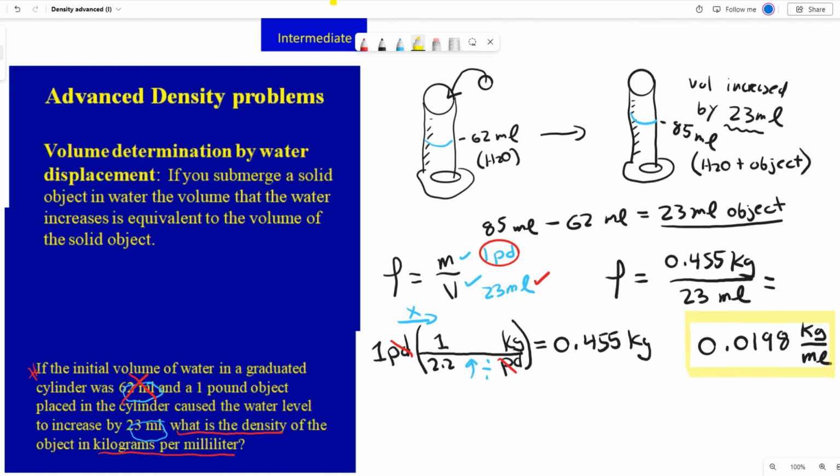Hopefully you can see the difference between how we used water displacement in the second problem versus the first problem, because those are the two main ways that word problems will use water displacement to tell you the volume of a solid object. You have to be very careful with how you read the question to make sure that you are using the method properly. And just for fun, if we wanted to switch this final answer into scientific notation, it would be 1.98 times 10 to the negative 2 kilograms per milliliter.